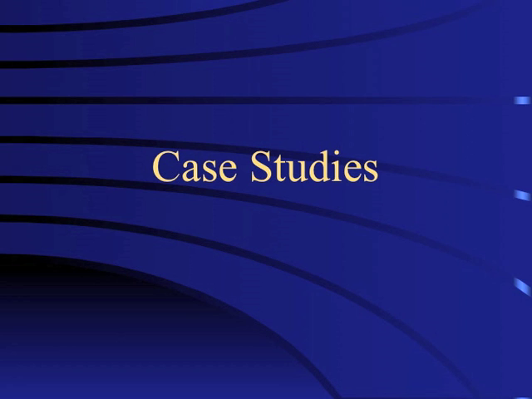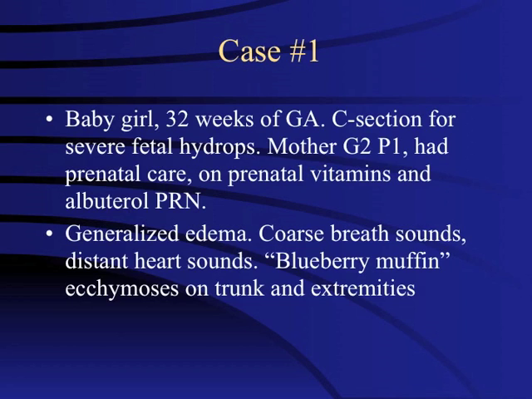So I'm just going to go over some cases very quickly, and a lot of them are cases that we've had here or at All Children's. The first one was a baby girl who was born at 32 weeks of gestational age by emergency C-section for severe fetal hydrops. This was the mom's second pregnancy. She had prenatal care and a completely uneventful pregnancy until she showed up to one of her appointments, and when they did an ultrasound, they realized the baby was hydropic. When they did a follow-up ultrasound a couple of days later, the baby was getting much worse, so they decided to go ahead and do an emergency C-section.